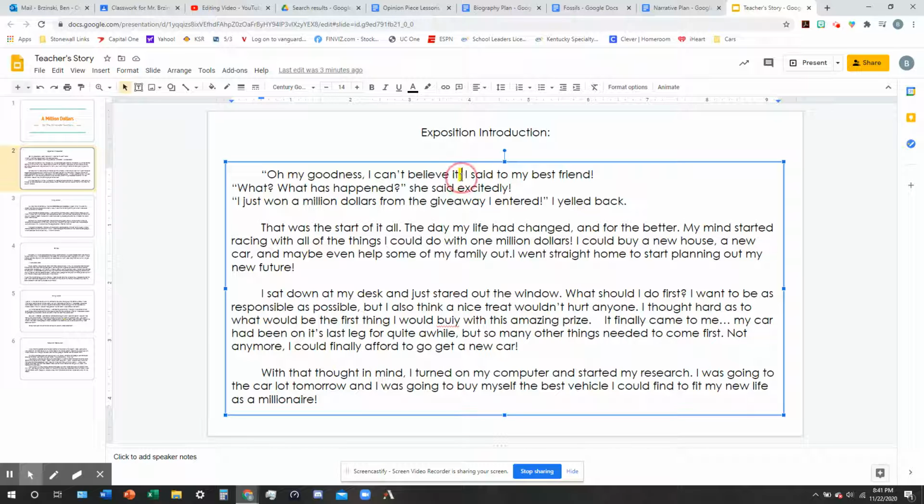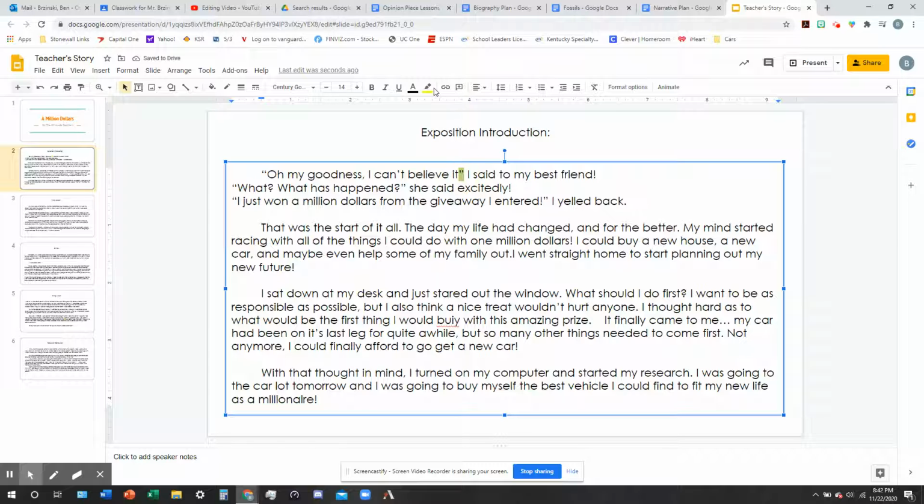I see a little mark here. Now, you're not necessarily going to see this on yours. I put a mark here just to help me remember I needed to fix this. If you read this sentence here, "Oh my goodness, I can't believe it," I said to my best friend. This is dialogue. I didn't end with a quotation mark there.